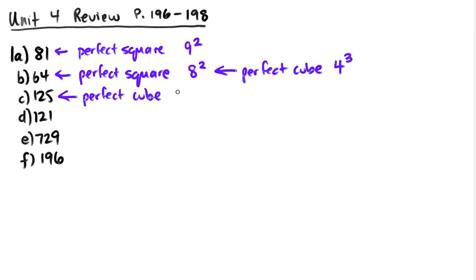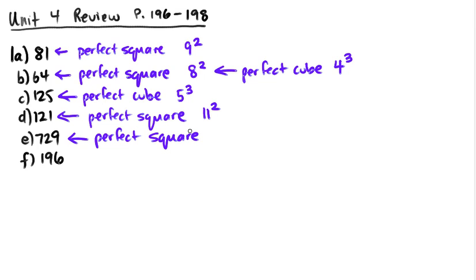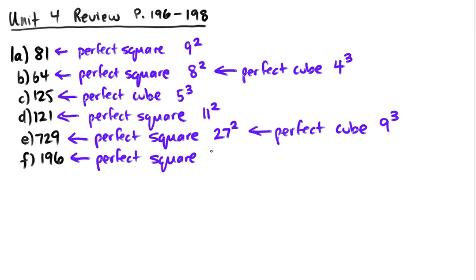125 is a perfect cube because it's equal to 5 cubed. 121 is a perfect square because it's equal to 11 squared. 729 is a perfect square because it's equal to 27 squared. You could use your calculator to check that by taking the square root of 729. 729 is also a perfect cube because it's equal to 9 cubed. And 196 is a perfect square because it's equal to 14 squared.